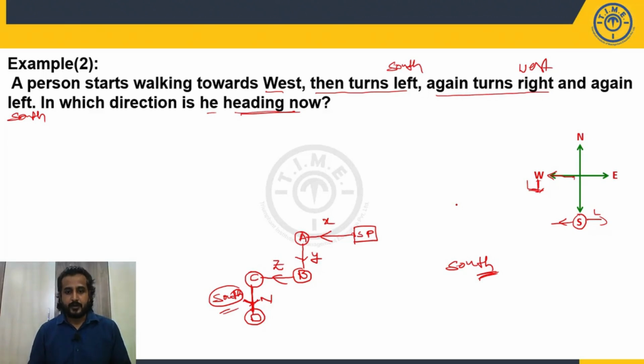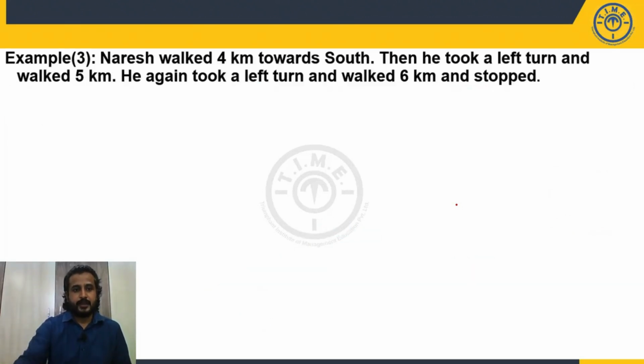Completed noting? Okay. Move to the next question. Example 3. Naresh walked 4 kilometers towards south. So here the distance is also given. Naresh walked 4 kilometers towards south, then took a left turn and walked 5 meters. Here again he took a left turn, walked 6 kilometers and stopped.